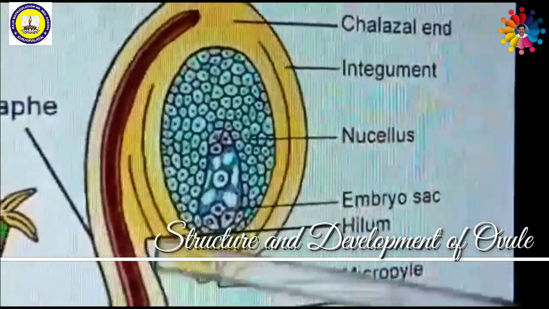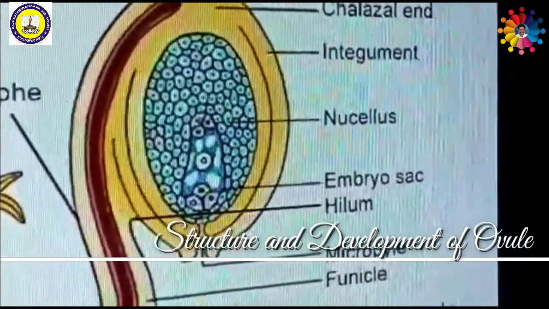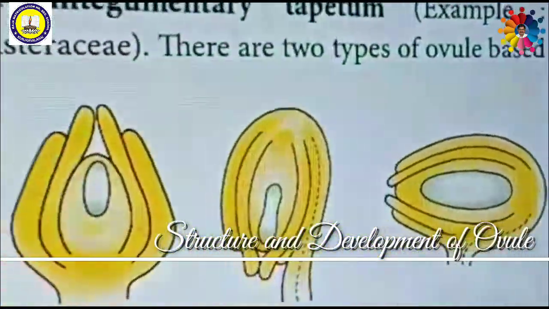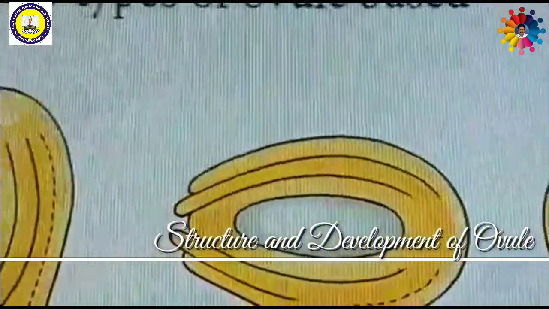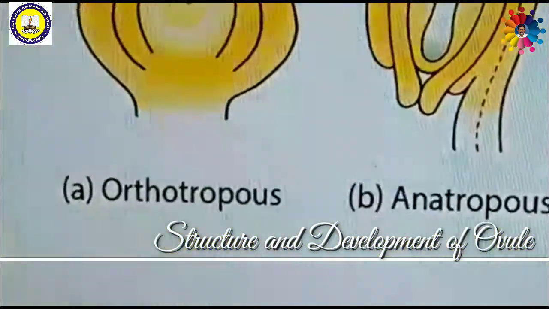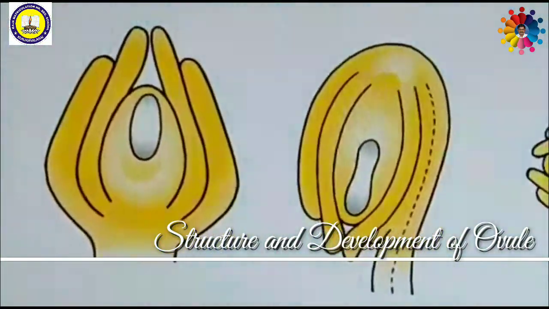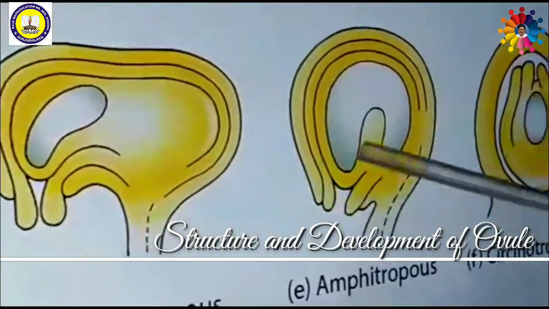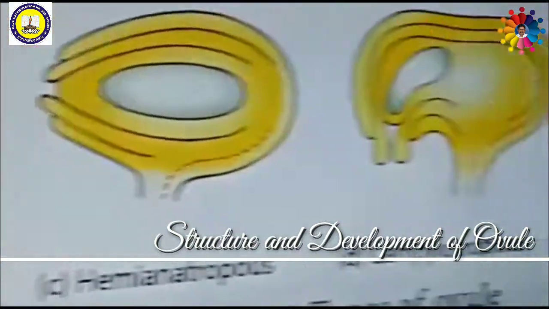Now various types of ovule are there. There are 6 different types of ovules. We shall discuss them one by one. They are orthotropous, anatropous, hemianatropous, campylotropous, amphitropous, and circinotropous. There are 6 different types of ovule.